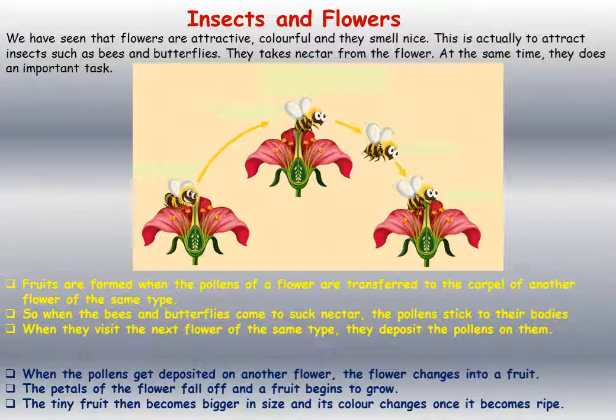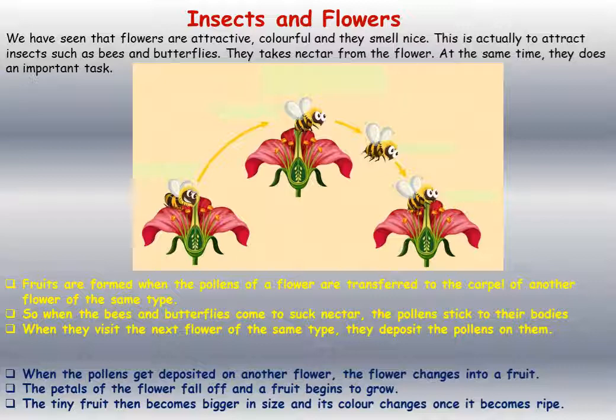Now let's see how insects and flowers are related. Let's read the statement. Fruits, look at the yellow part. Fruits are formed when the pollens of a flower are transferred to the carpel of another flower of the same type. We have learned what pollens are.